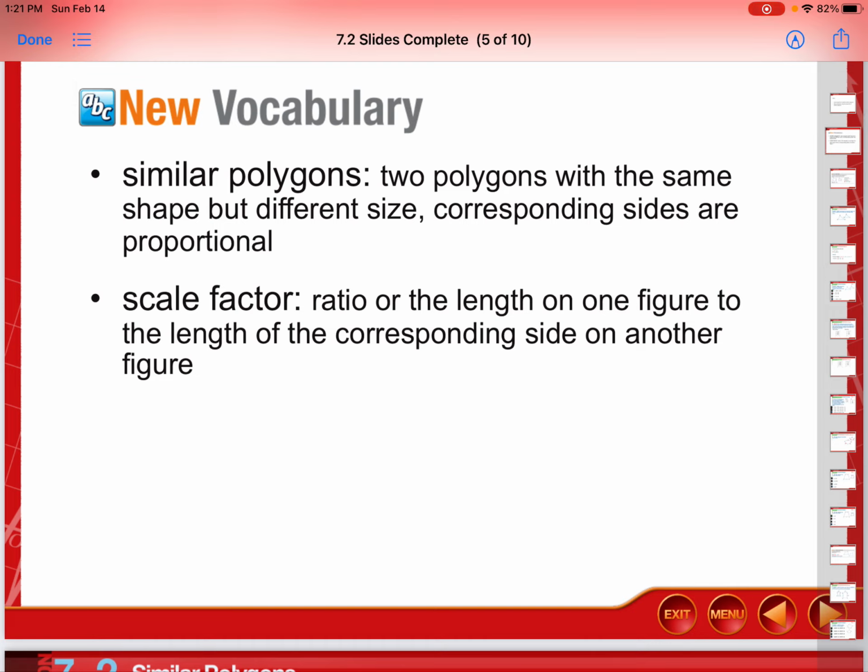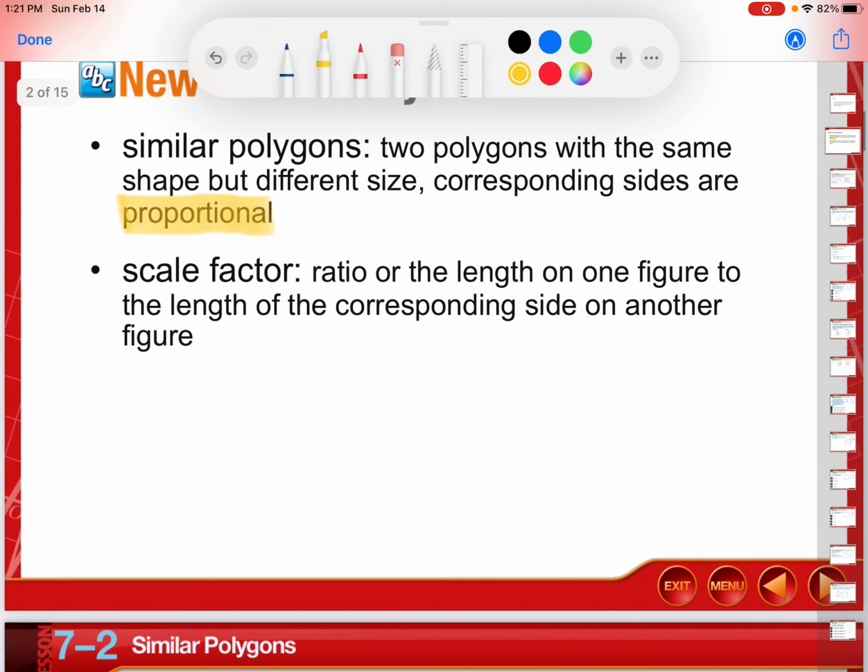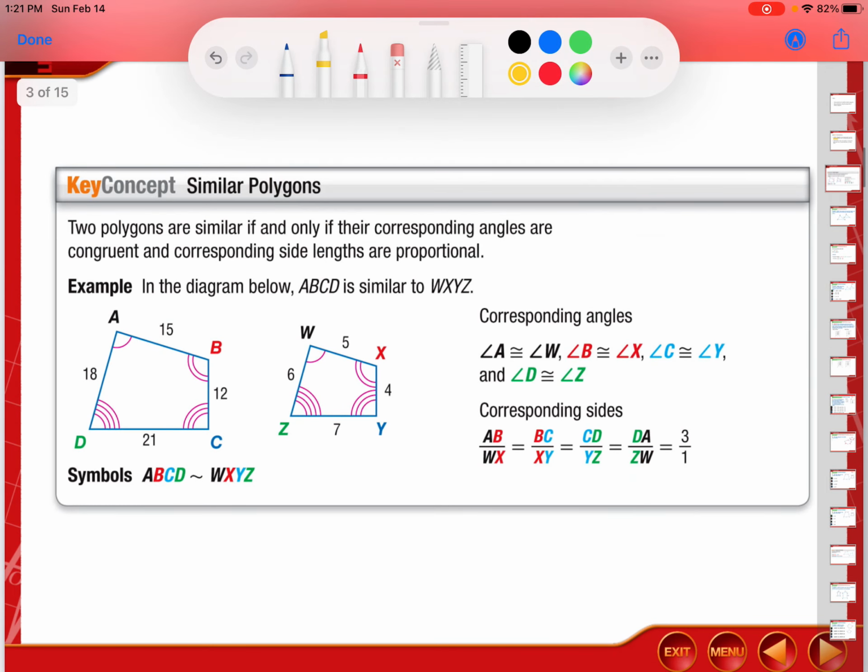So, a couple new vocab terms, similar polygons. Similar polygons are two polygons that are the same shape but different size. And when that happens, the corresponding sides are proportional. So, big picture here, proportional sides we can calculate using proportions or ratios. Dealer's choice, really. And the scale factor is the ratio of one side to the corresponding side of a similar polygon. So, those are both kind of big deals in what we're doing today.